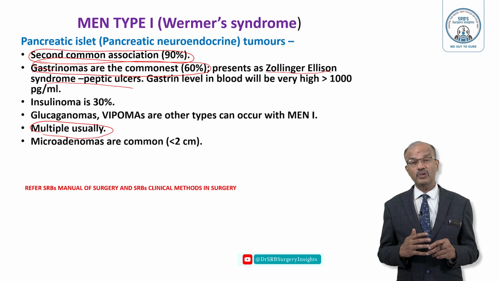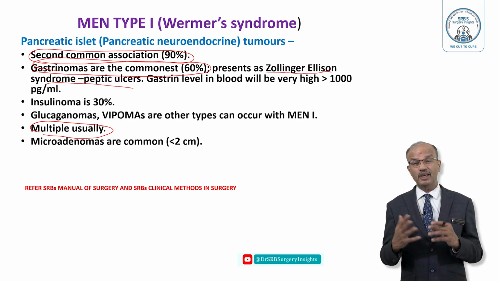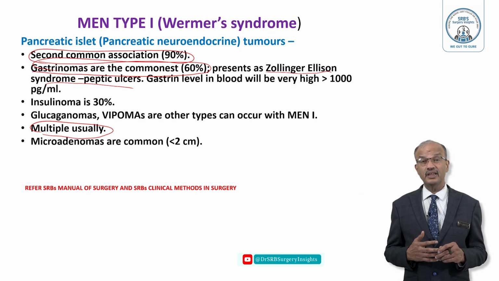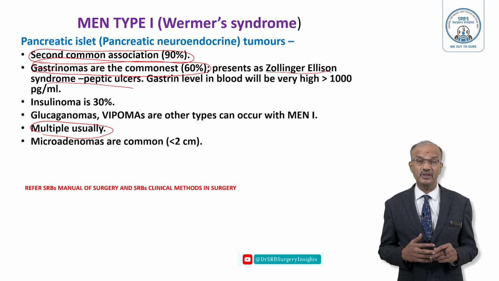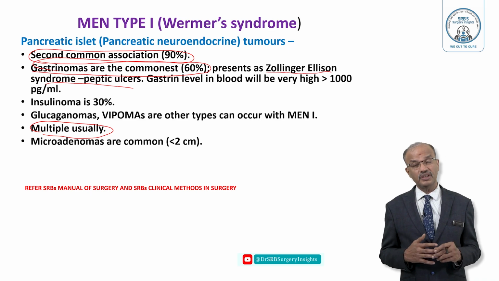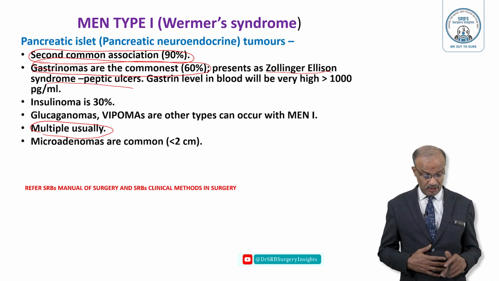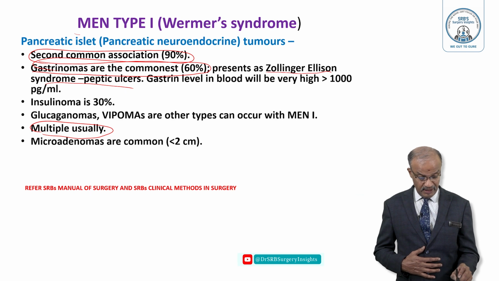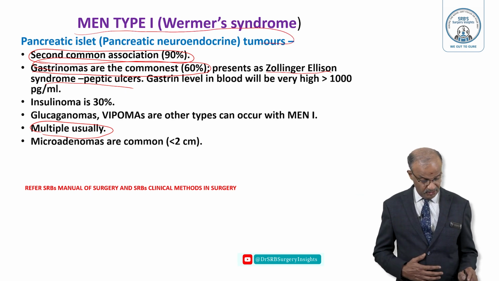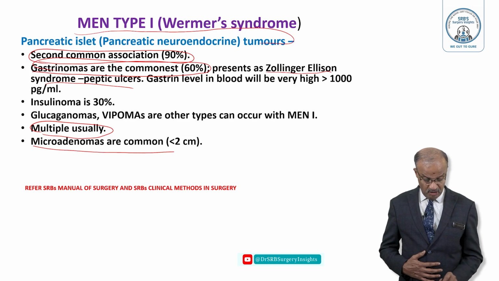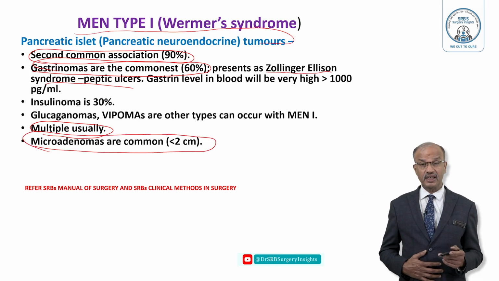Everything has to be removed, or sometimes you have to remove part of the pancreas, distal pancreatectomy, median pancreatectomy. So it's like a major surgery. Surgical complications are there. If you don't remove, the disease itself will be problematic. So it's a major issue when they present with pancreatic neuroendocrine tumor as such, symptomatic one. And microadenomas are common. It's again difficult to identify where exactly it is.